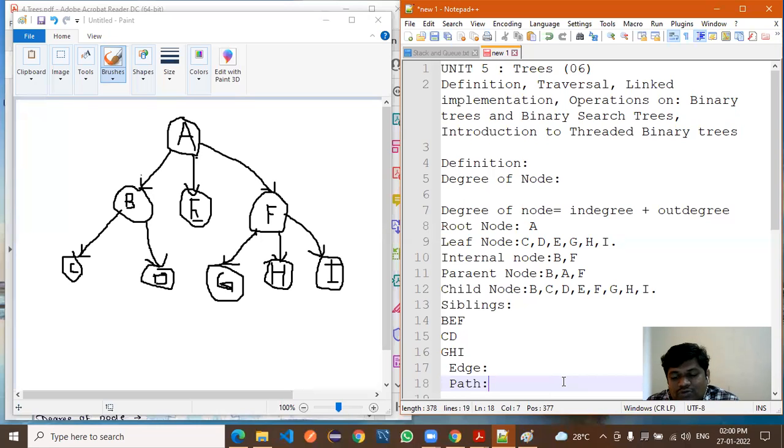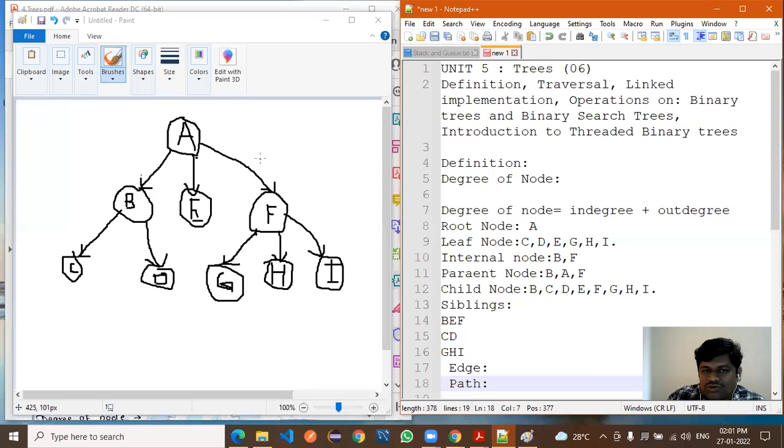A path is a sequence of nodes in which each node is adjacent to the next node. Now here, from A to C, this is the path A, B, C. Now A to D: A, B, C, D, or A, B, D. Suppose you want to traverse to H, how are you traversing? A, F, H. So this is called a path.